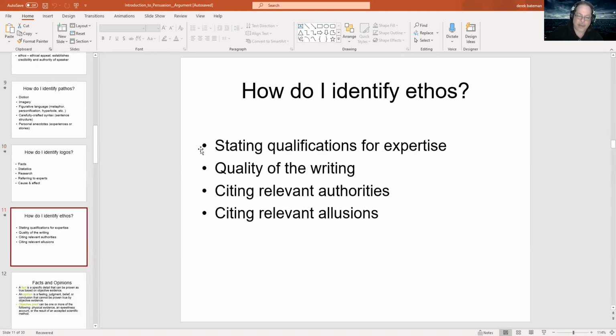Ethos, how do you identify it? It's again the credibility, stating qualifications for expertise. It's a doctor. He has a PhD. He has 25 years experience fixing garages. In your case, it's mainly the quality of your writing and your ability to cite relevant authorities if you were doing research. You're not doing research here.